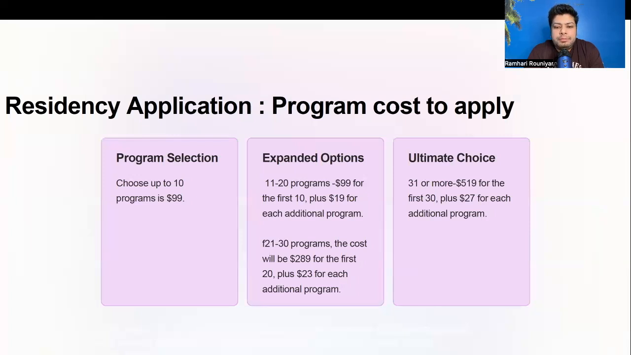So if you are applying for more than 30 programs, at that time we have to add like $27 for each. Generally, international medical graduates applying for internal medicine usually apply to 150 to 200 programs. So each program after 30 programs would be costing $27.